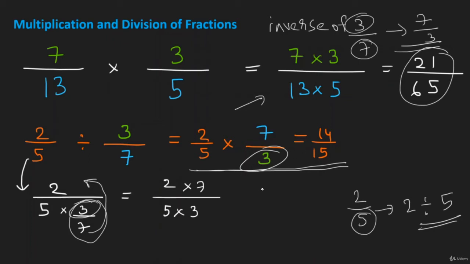So if you have another expression, say 2 divided by 3 divided by 7, over here in this case this 7 goes up. So this is equal to 2 into 7 divided by 3, which is 14 by 3.